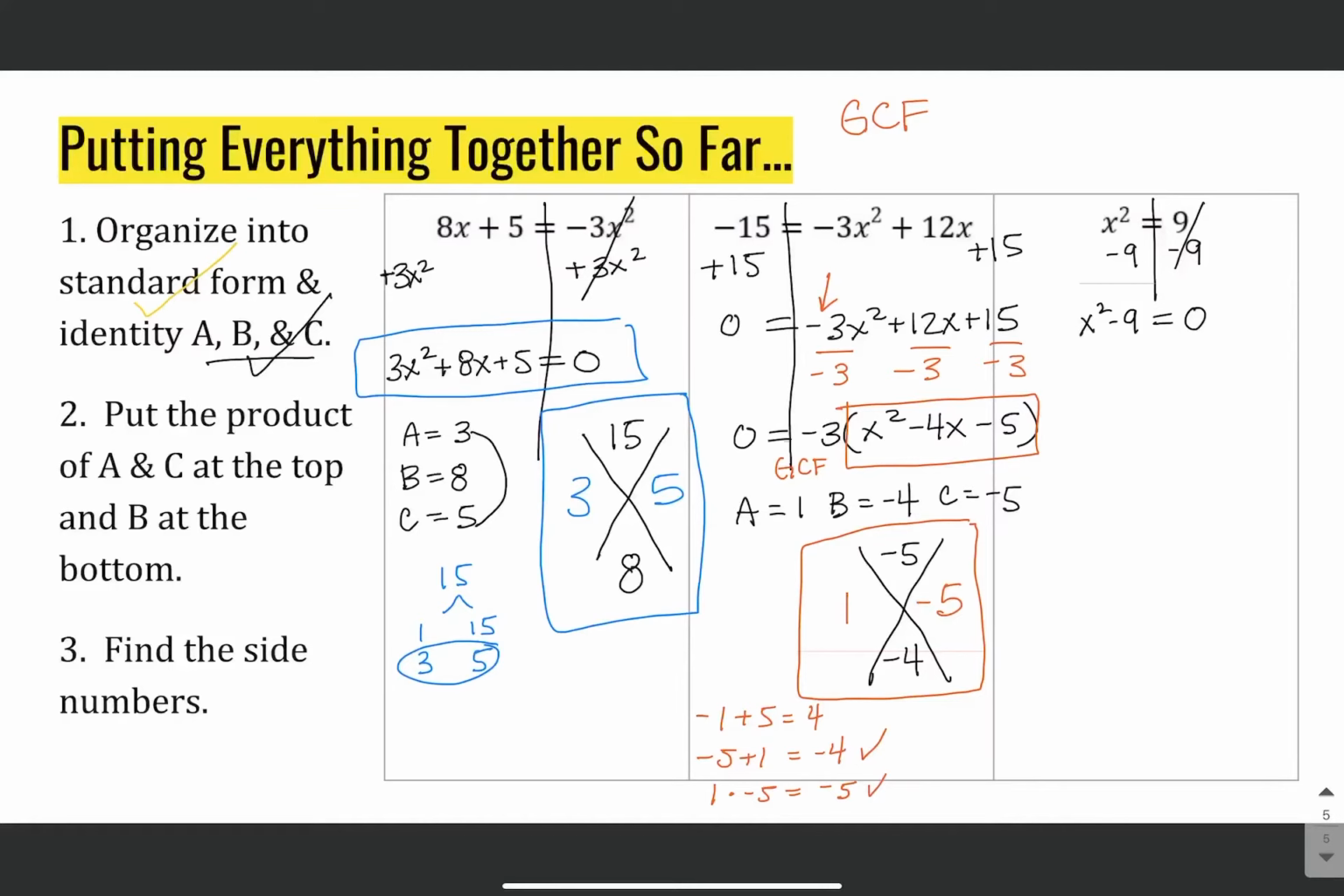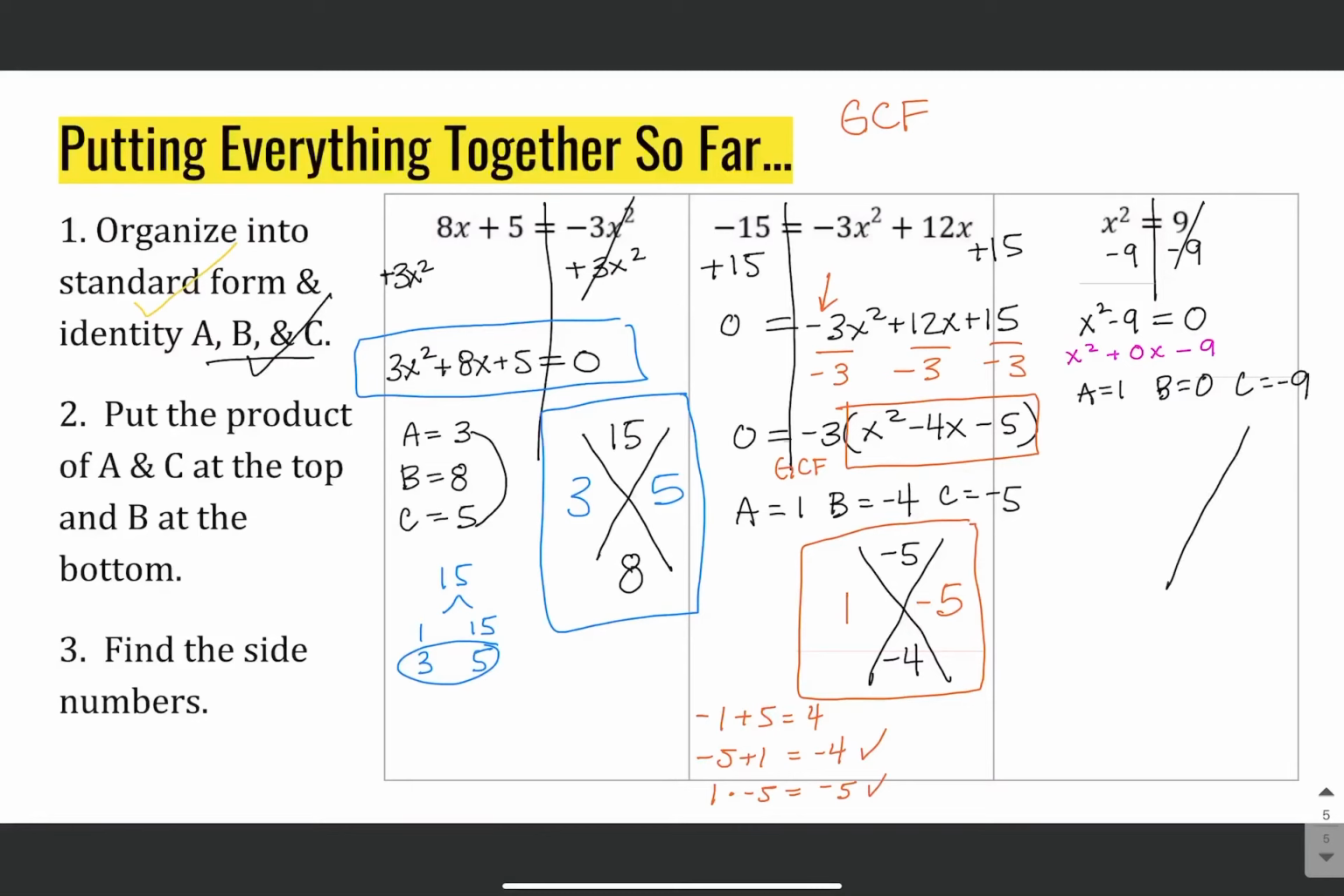Now hopefully we're noticing, okay, I need my a, b, and c. I should very easily be able to see a is equal to 1. But when I go to look for b, there's no x term here. Technically, this would be x squared plus 0x minus 9, because again, that b is 0, it's missing. And then our c should be negative 9. So again, another special case there. Sometimes our b is missing, but we can still do the same process.